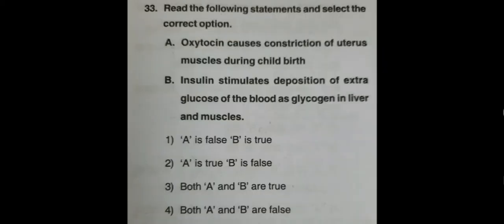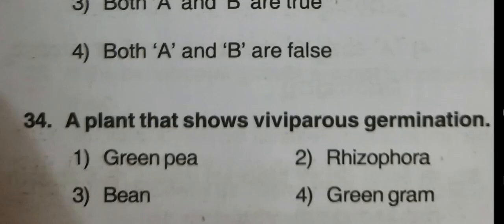Read the following statements and select the correct option. Oxytocin causes contraction of uterus muscles during childbirth. Yes, it is a correct statement. Insulin stimulates deposition of extra glucose of blood as glycogen in liver and muscles. Yes, this is also true. So third option, A and B are true, is the right answer. A plant that shows viviparous germination: usually halophytes show viviparous germination. Rhizophora is an example of a halophyte. So second option is the right answer.